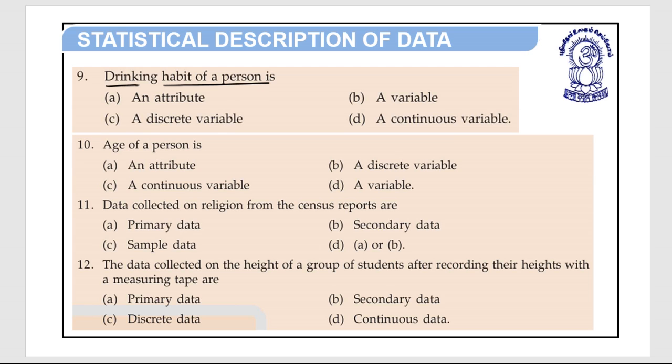Drinking habit of a person is a variable? No. Discrete variable? No. Continuous variable? No. Then attribute. Drinking habit of a person is an attribute. Age of a person is.